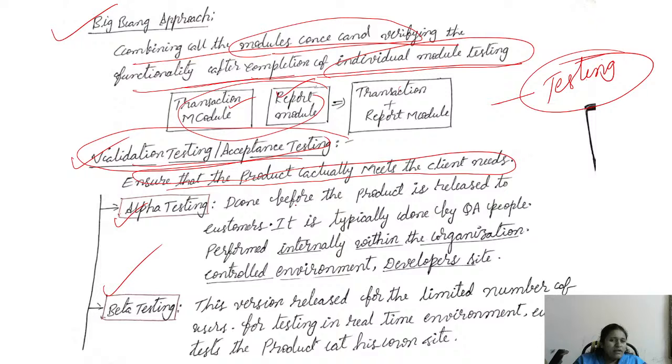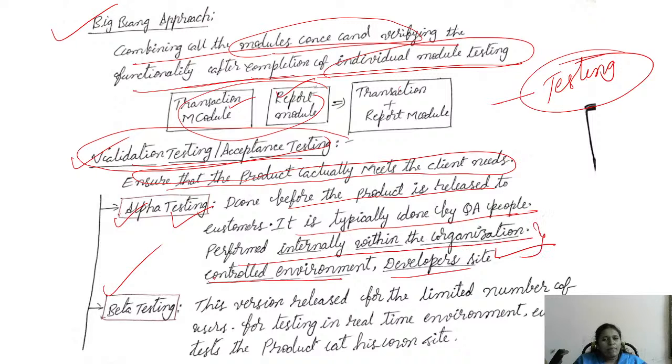Alpha testing means testing done before the product is released. Suppose we have already completed the software development, but before releasing it to the customer, the QA people, the quality assurance team, test that software within the organization in a controlled environment, at the developer site. This alpha testing is done before release to the customer. It is typically done by QA people, performed internally within the organization.